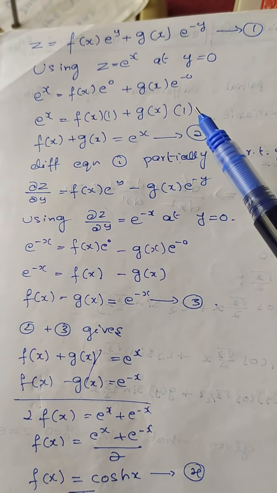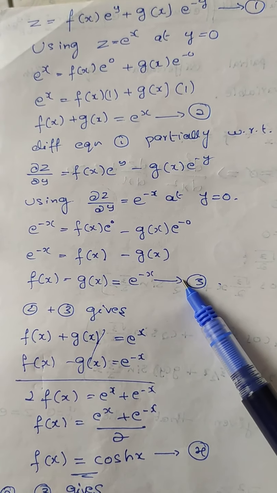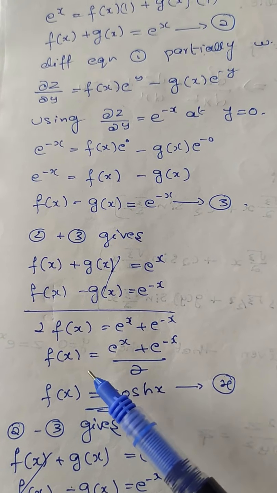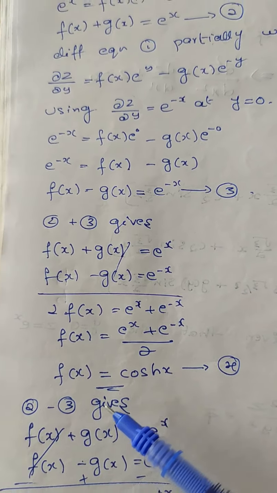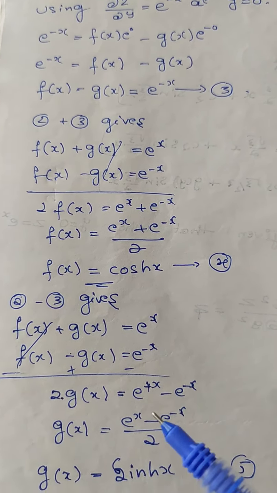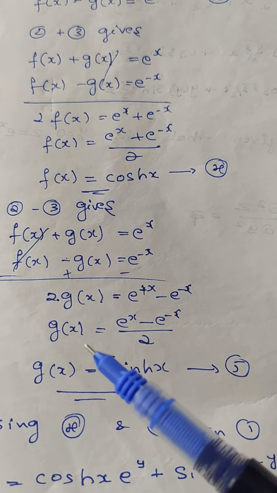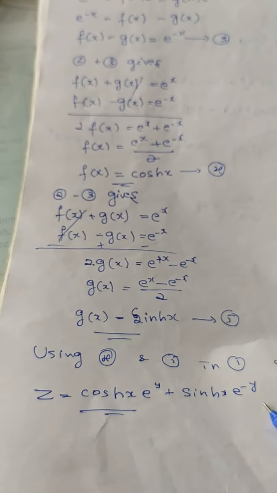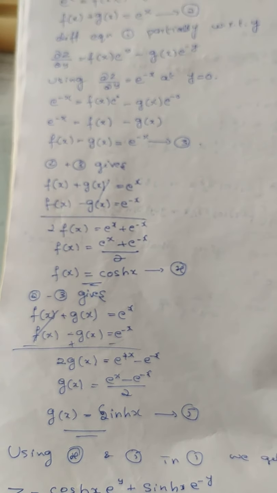By applying the first condition, we get this equation; the second condition gives this equation. By solving for f of x and g of x, we get f of x is e power x plus e power minus x divided by 2, which is cosh x. If you subtract these two equations, we get g of x is e power x minus e power minus x divided by 2, which is sinh x. Now substitute f of x and g of x in the solution. That gives the solution of the given PDE with the given conditions.